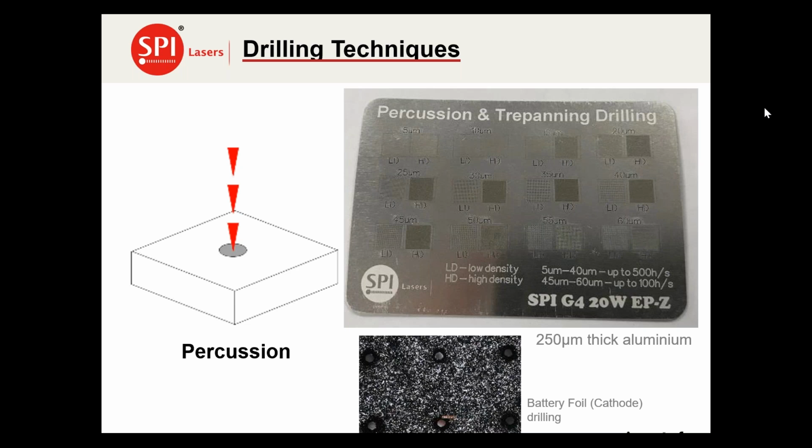And this is a kind of test sample that we do to look at the kind of hole densities and the impact of heat that we can achieve in this kind of material. This is basically, I believe, 250 micron thick aluminium. But it's not only for just metals. You can actually process coated materials. And here is an example of holes being percussion drilled through a coated battery foil cathode, where we can achieve very, very high quality through these kind of sandwiched metal carbon materials.